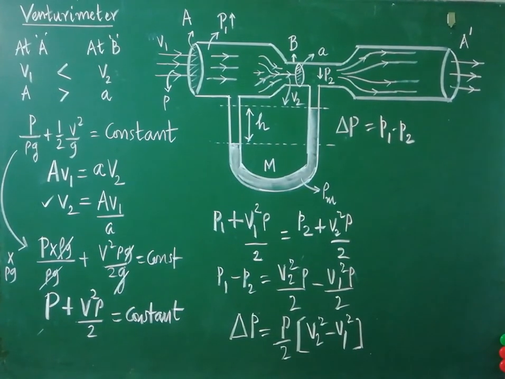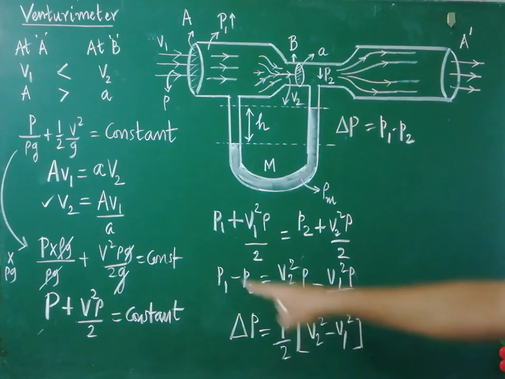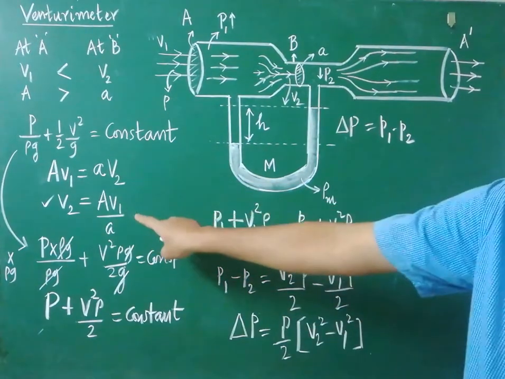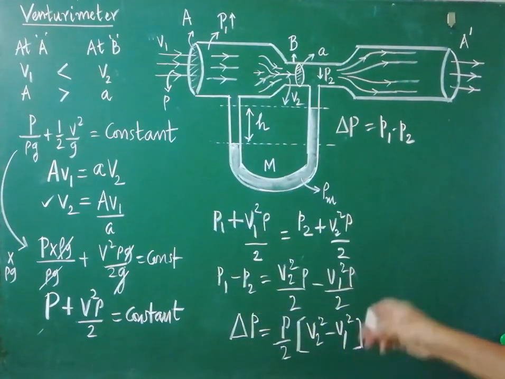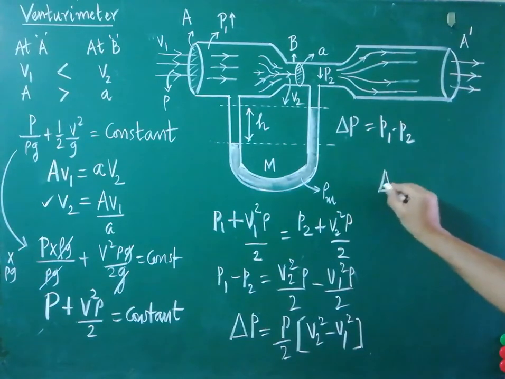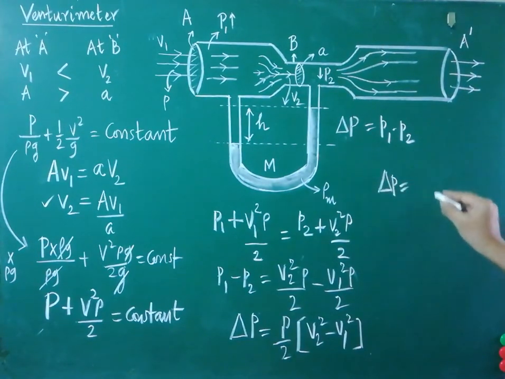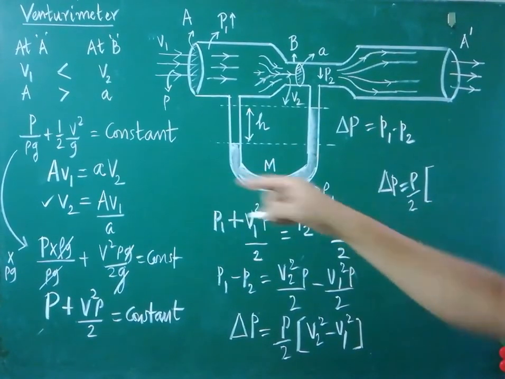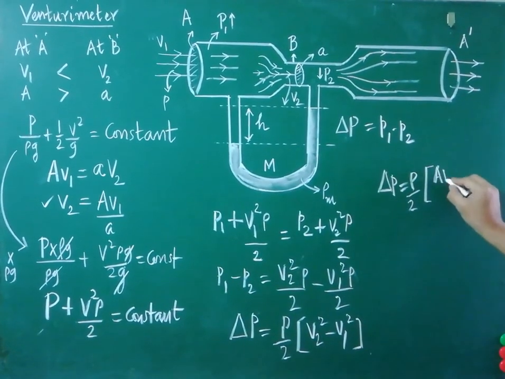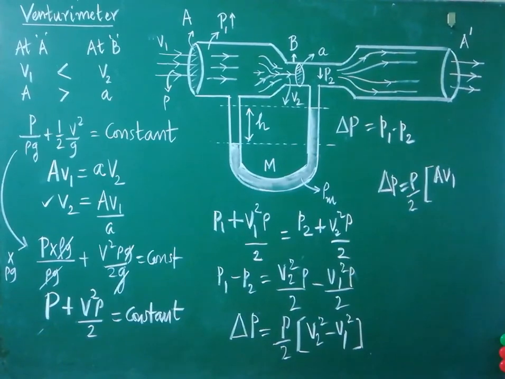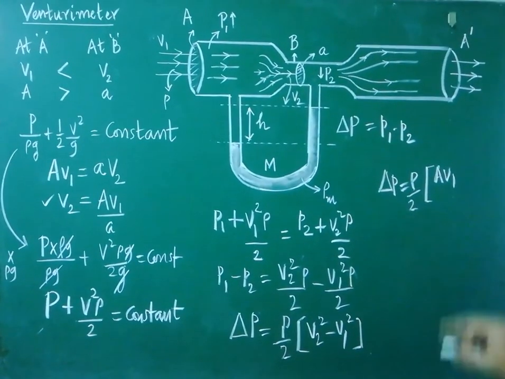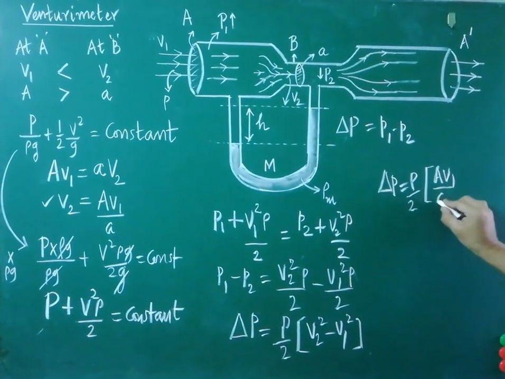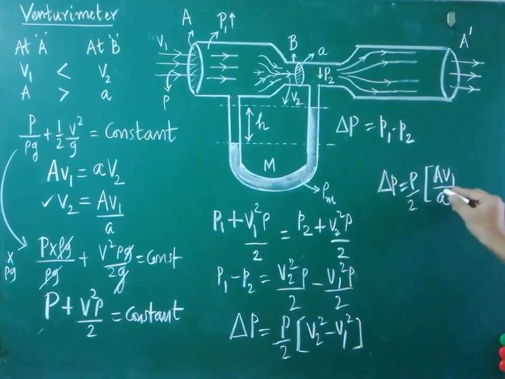Here look at the factor called V2 square. Already we have calculated V2 here. This expression must be substituted here. Are you clear? Difference in pressure del P is equal to rho divided by 2. Within the bracket substitute V2, that is A V1 divided by A. This entire factor must be squared.